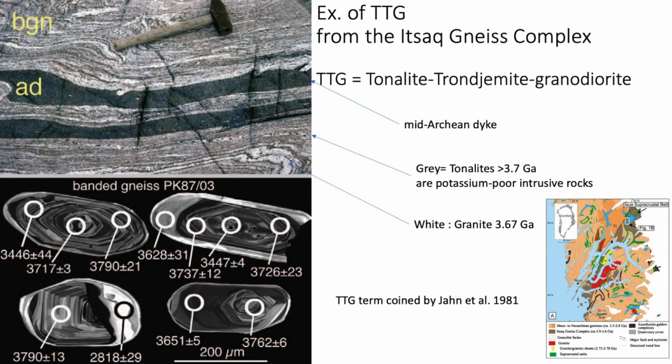Now I will expand a little more on the TTGs from a location in the southwestern side of Greenland. It's called Itsak. It's a TTG complex, so tonalite, trondhjemite, granodiorite. Here you have a typical example of such a TTG. The gray layers are the tonalites, potassium-poor intrusive rocks, some kind of granitoids. And the white here is some granites.